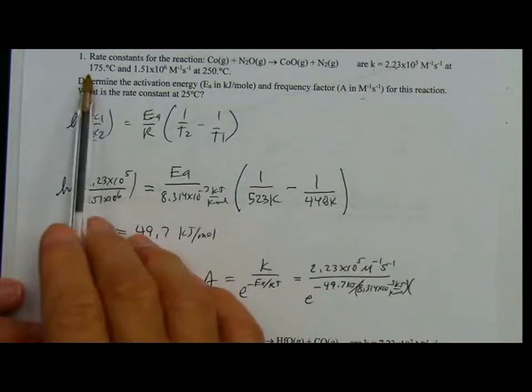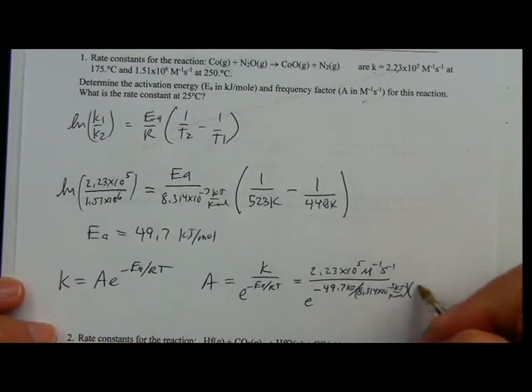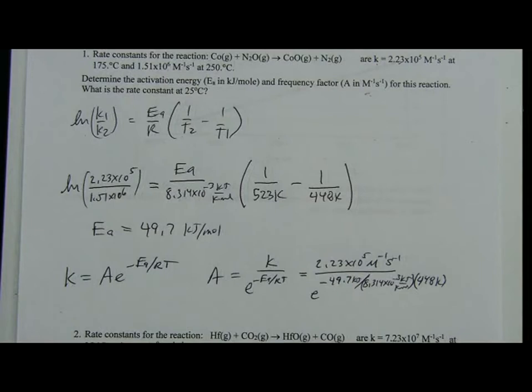All right, and then 175 was 448, or is 448. And so that will give us, and you don't need to use a solve function there. All you got to do is plug that stuff in. Although you could use a solve function, but there's really no point in that. So I got to get out of that. Got to quit. 2.23 times 10 to the 5th divided by.